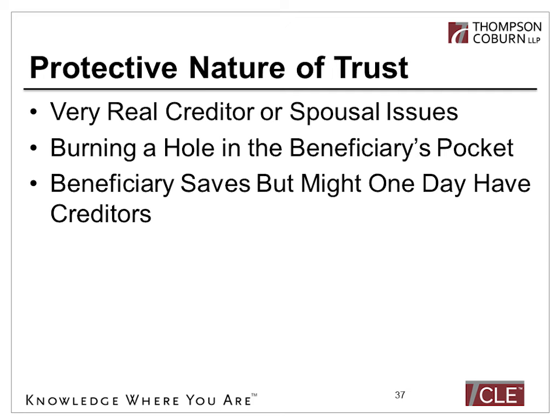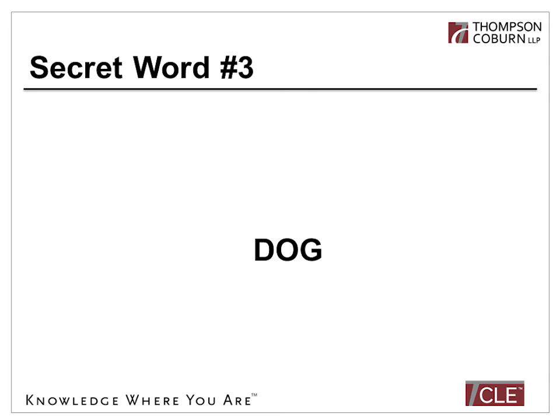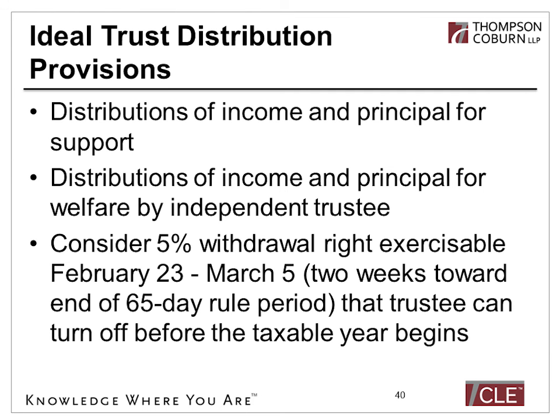So you really don't want to have the tax tail wag the dog, so that goes on to the next code word on the next slide, which is dog. Not having the tax tail wag the dog, we really need to balance these competing interests of taxes versus the trust purposes. So slide 40, we're talking about ideal trust distribution provisions.